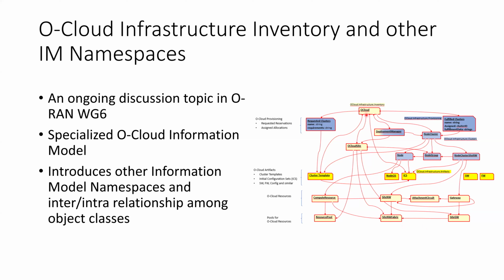So all light yellow color objects are part of the inventory namespace, the specialized view, if I call it that way. And then we have the highlighted yellow objects as the infrastructure artifacts.